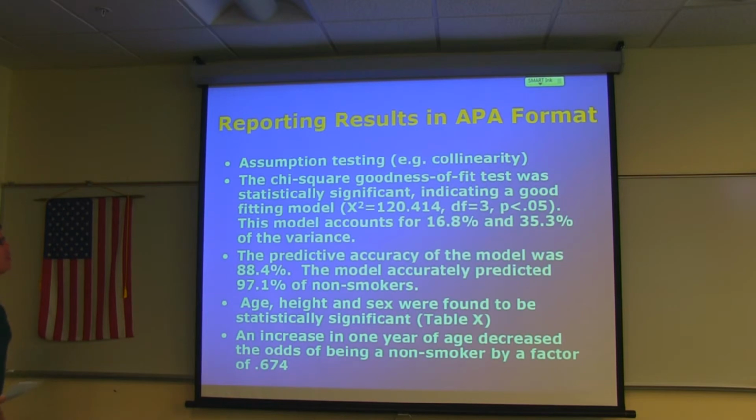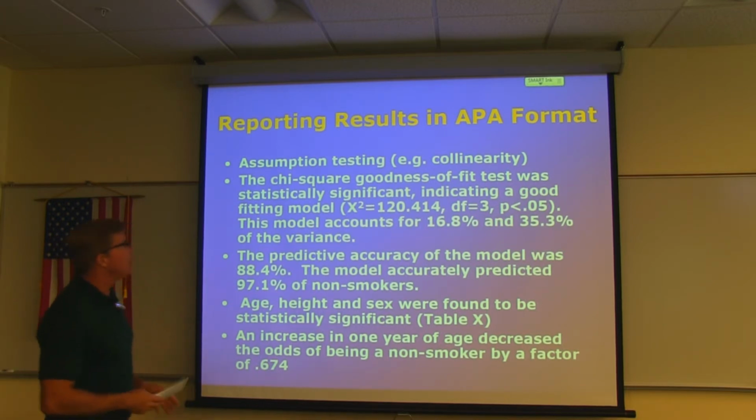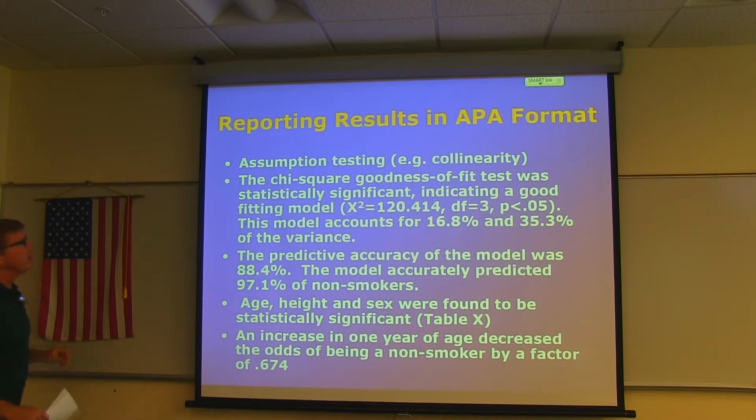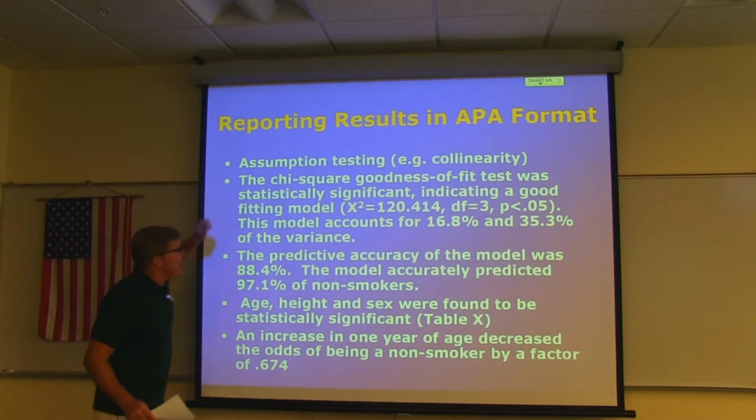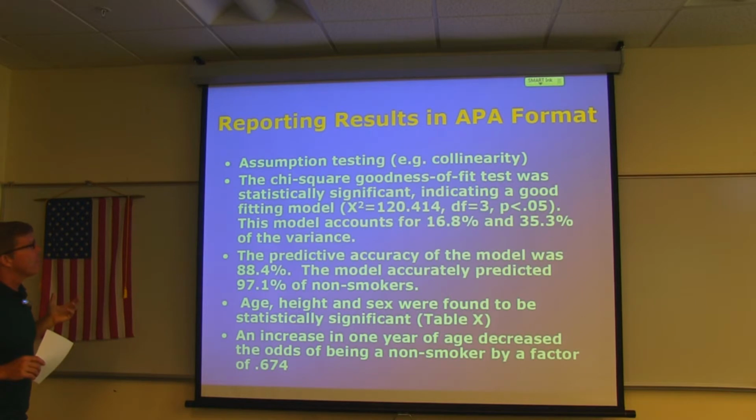Reporting results in APA format. Okay. Report the assumptions. Let's see what this all says. The chi-square goodness of fit was statistically significant, indicating a good fitting model. Now these are actually the results of the omnibus test. So this is actually not the measure of model fitting. It's more a measure of model significance. But that's all right. I didn't put these PowerPoints together.